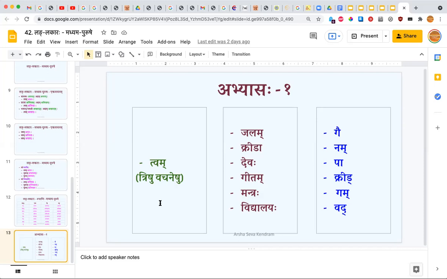What is the meaning? You chant the mantra. Chant. Sorry. No, speak. Vadat. Sorry. Chanted. Chanted. You had chanted the mantram. You both chanted the mantram, and you all chanted the mantram.